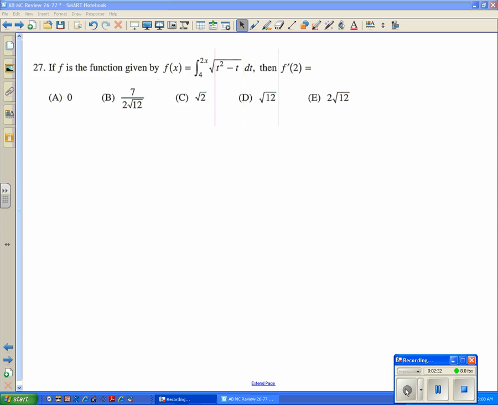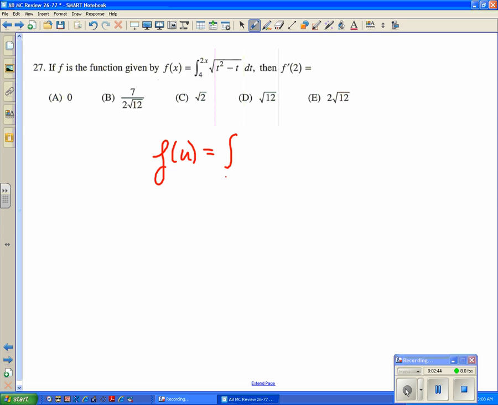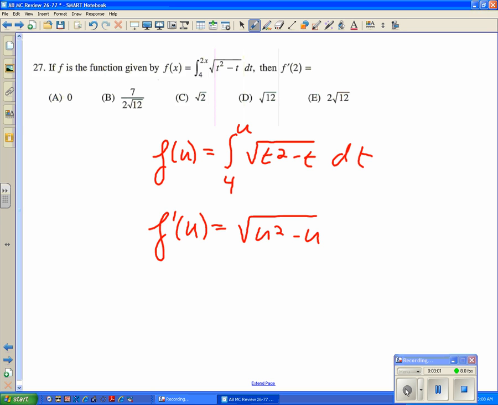This problem 27 has to do with the fundamental theorem of calculus, part 2, and it doesn't look exactly right. A good-looking problem would look like this: any number not to 2x, but to just a single variable. I'm going to use u here, and this one would be very doable, because then we could say the derivative just is the square root of u squared minus u. And obviously, I've let u equal 2x.